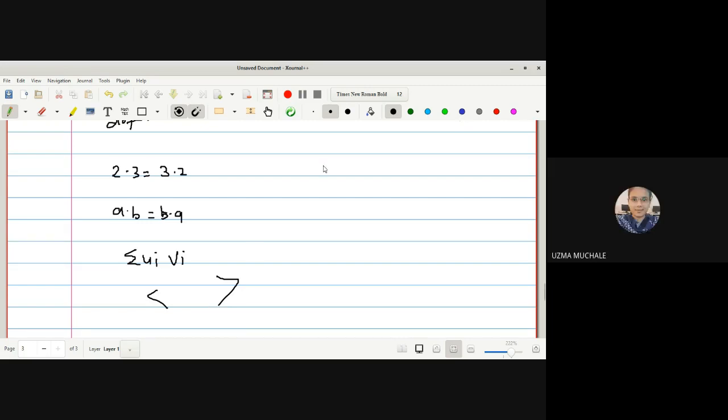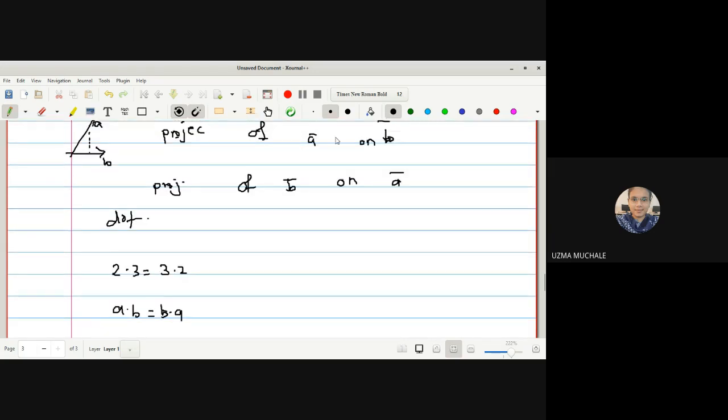Okay. What is a projection? You can say the projection of vector A on B is nothing but mod A cos theta. And then the dot product is written as A dot B is mod A mod B cos theta.